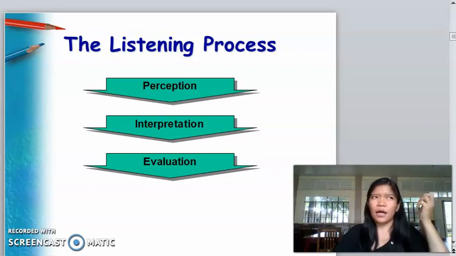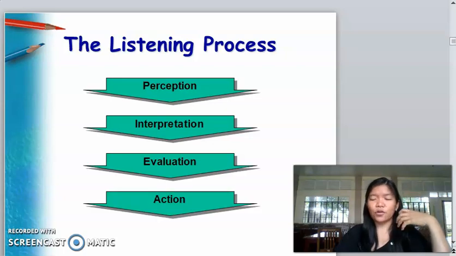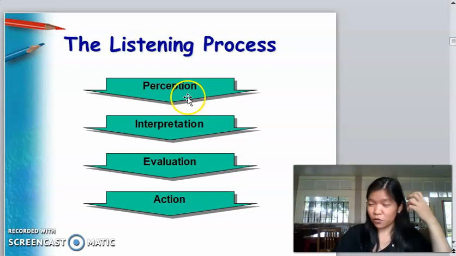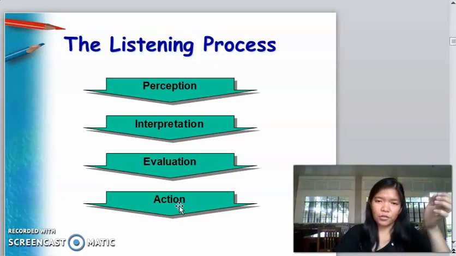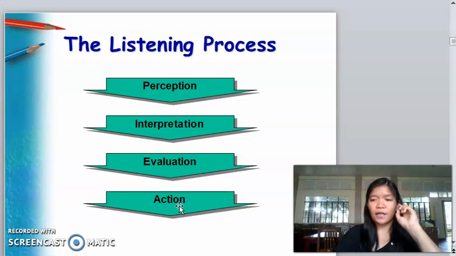And then it's followed by evaluation. You evaluate. Have I heard it right? Or is what I heard right? So you evaluate. And then of course you take action. So these are the 4 listening processes. You have perception first, and then you interpret what you have perceived, and then you evaluate, and that will cause you to act. But of course, this is not always successful, as there are some barriers to listening. And we have 2 types. We have mental barrier and the physical barrier.